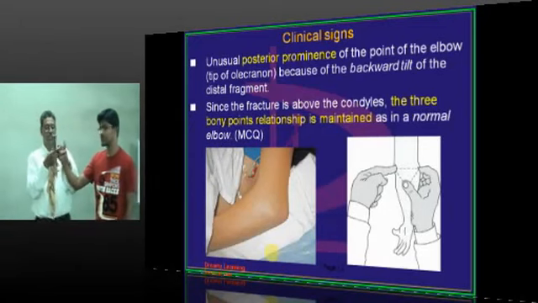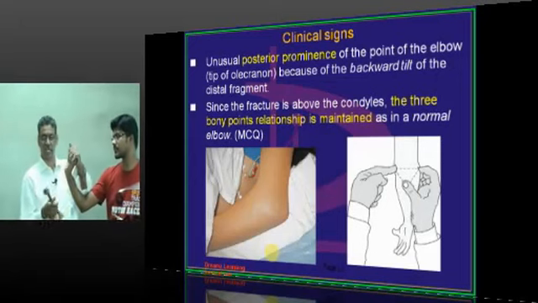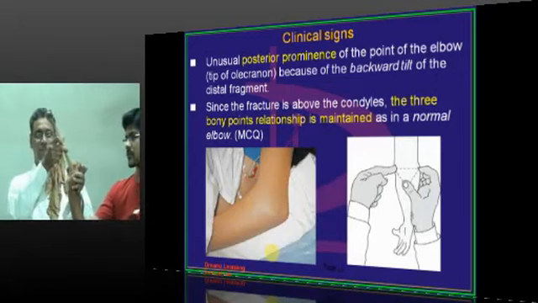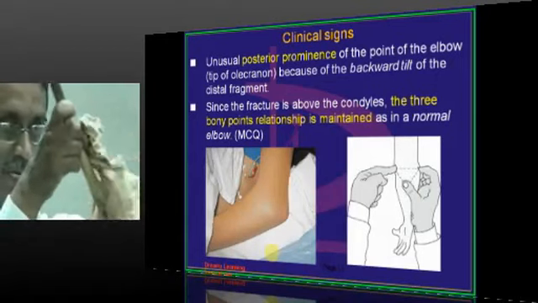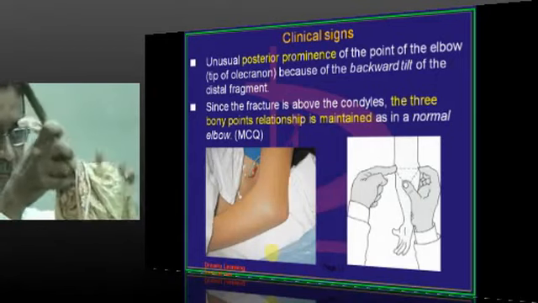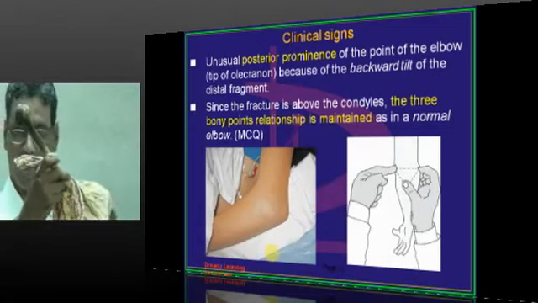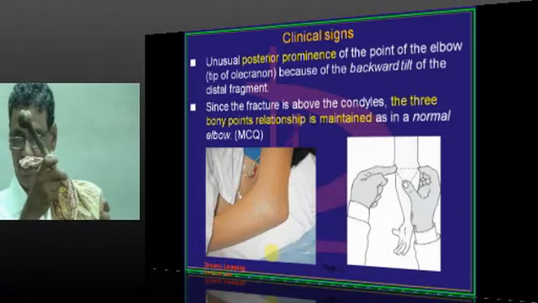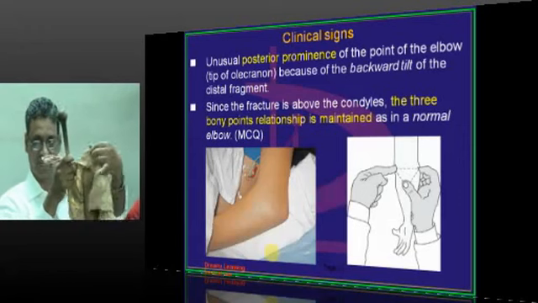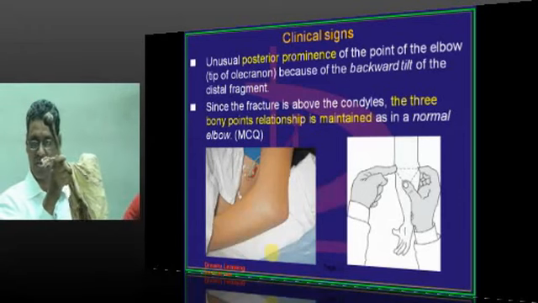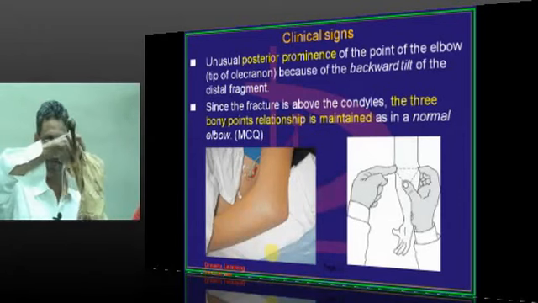Now think of this as the olecranon. This is the elbow joint. This is the normal elbow joint, with normal prominence of the olecranon. Suppose there is a dislocation, now it has gone like this. If there is a posterior dislocation, that means the olecranon is very, very prominent here.